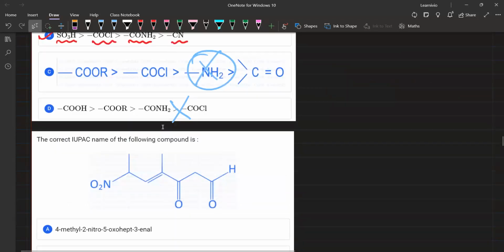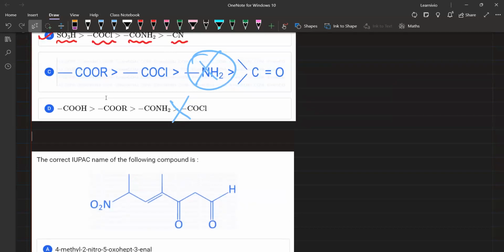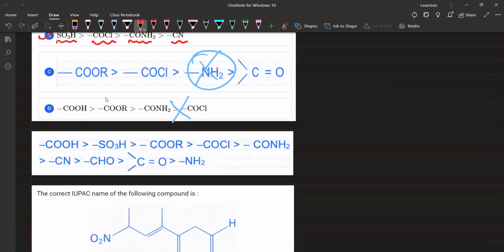Leave some space. Okay, so COOH, then you have the sulfonic acid, then you have the ester, acyl halide, then amide, nitrile, aldehyde, ketone. After ketone you will have OH, and then you will have NH2 at last. Here OH will come first, after that NH2 will come.